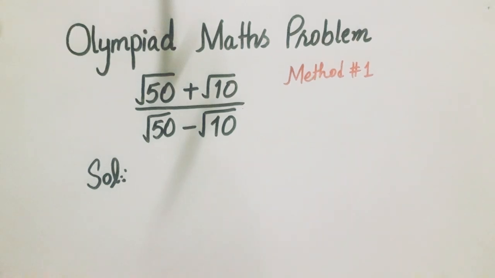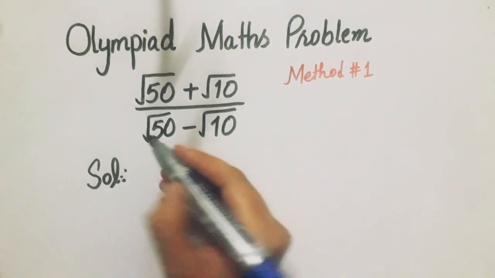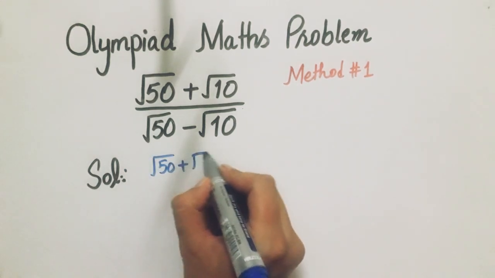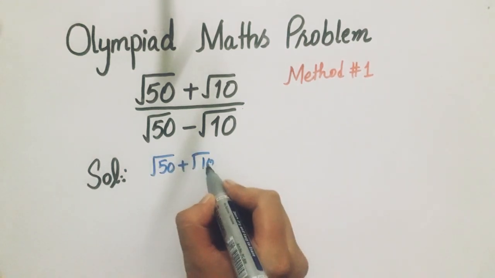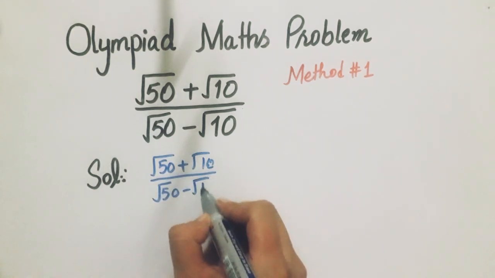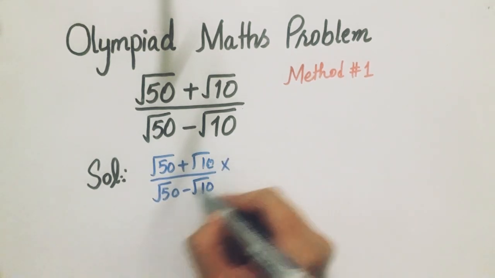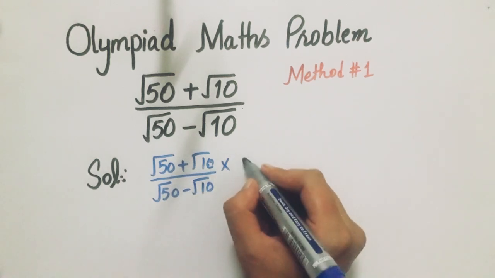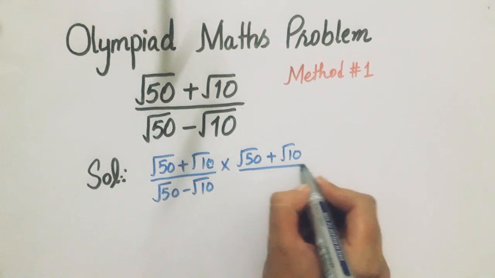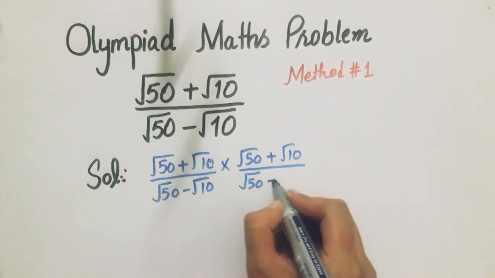So we will solve this as, first of all, write the question: square root 50 plus square root 10, divided by square root 50 minus square root 10. Now we will multiply this by the opposite of this, that is square root 50 plus square root 10 over square root 50 plus square root 10.